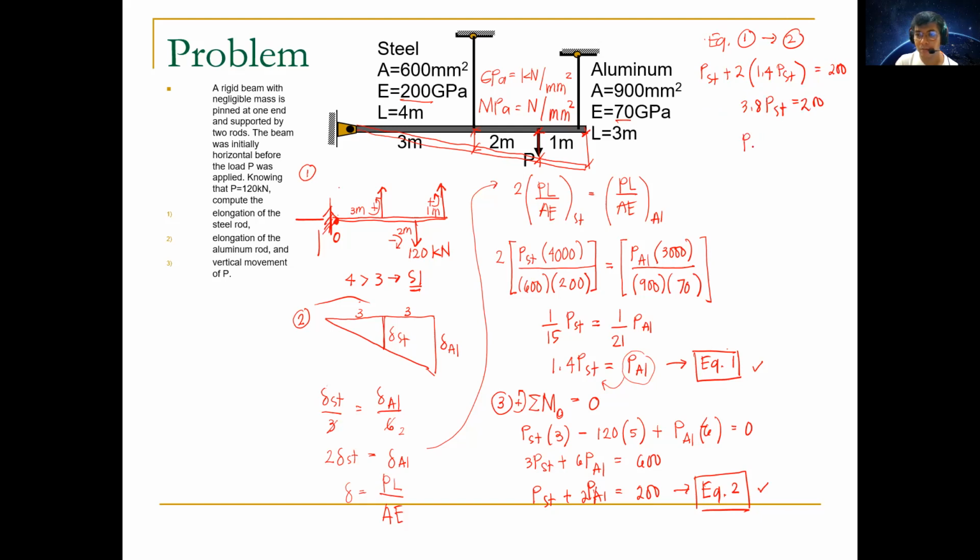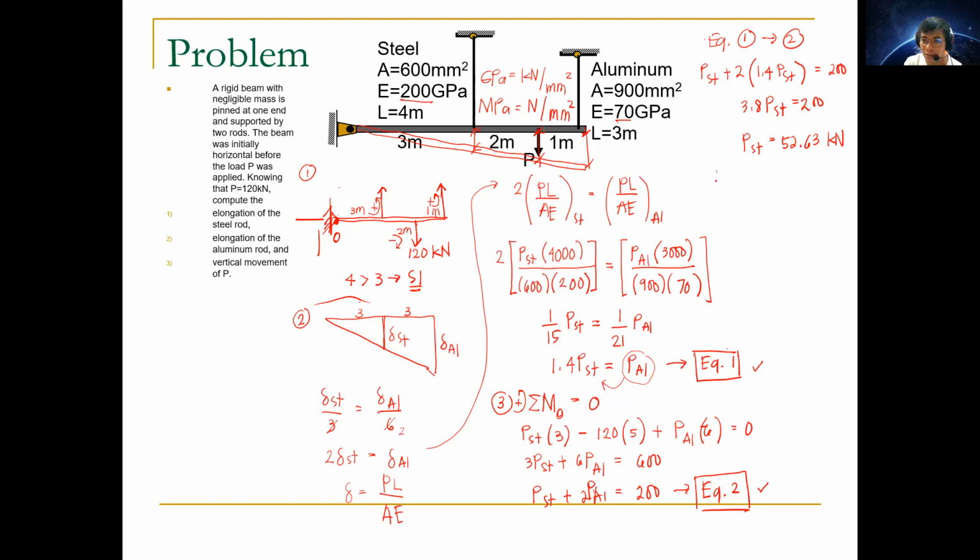So P steel is equal to 52.63 kilonewtons. Again, it's kilonewtons because it's coming from 200 kilonewton per meter, then divided by meter, so that's why it's only kilonewton.